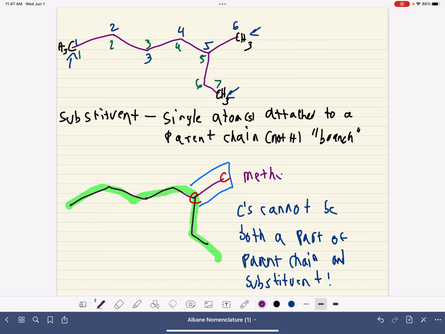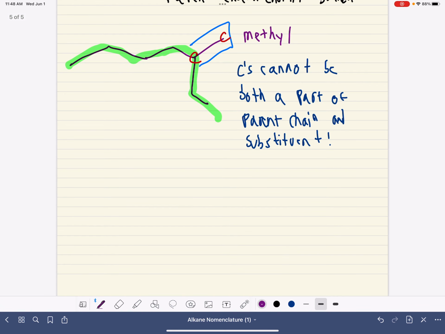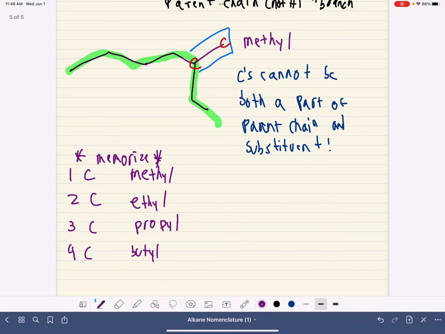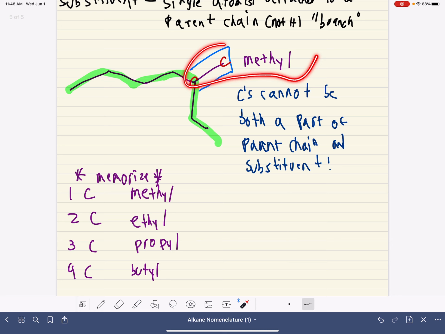But how do I know that? Well, there's another little list you have to memorize. A 1-carbon substituent is called a methyl. A 2-carbon substituent is called an ethyl. A 3-carbon substituent is called a propyl group. And a 4-carbon substituent is called a butyl group. So these are something that you have to memorize as well. So that's how I was able to name this substituent as a methyl group.